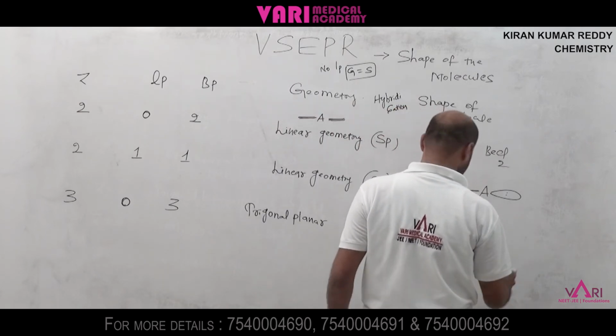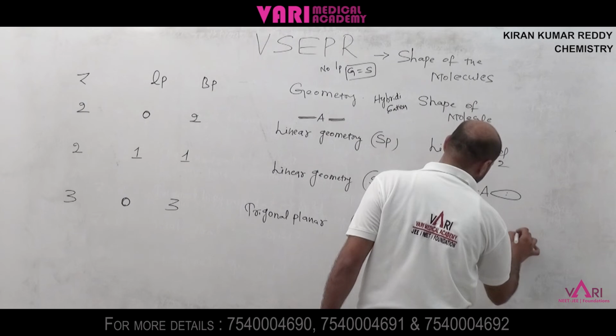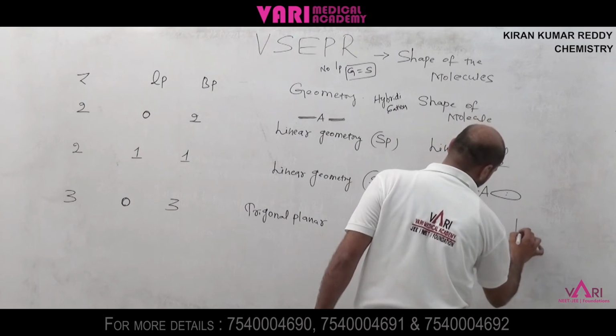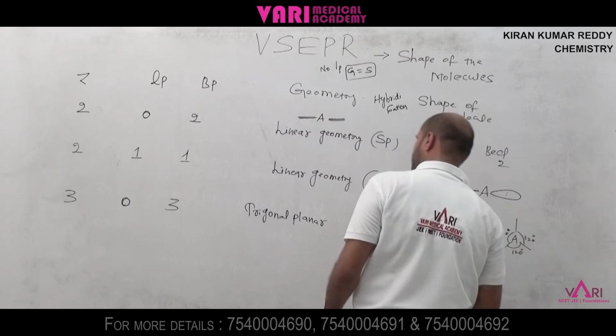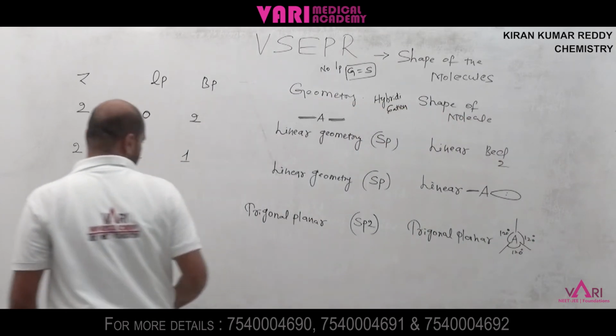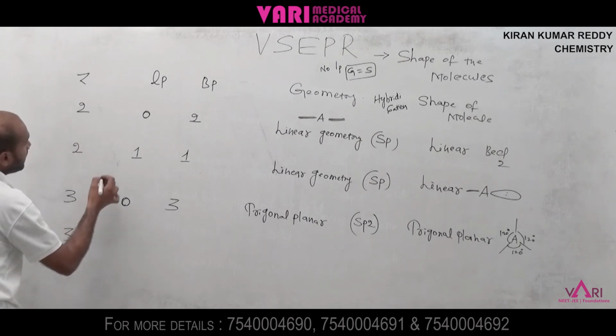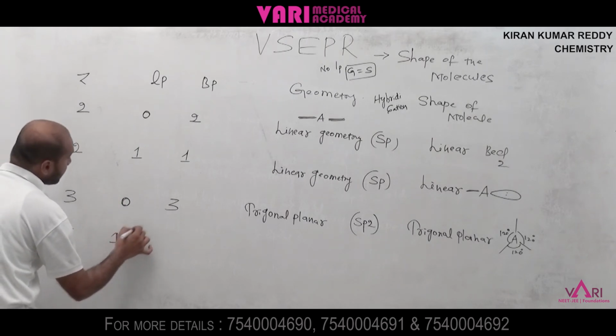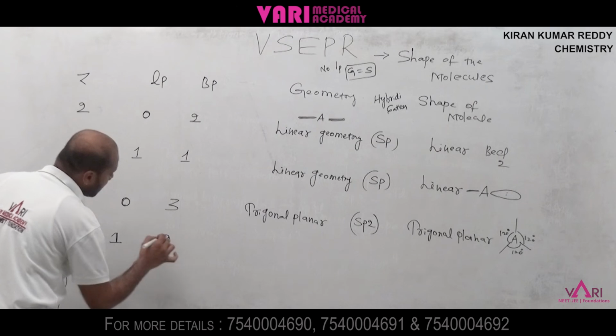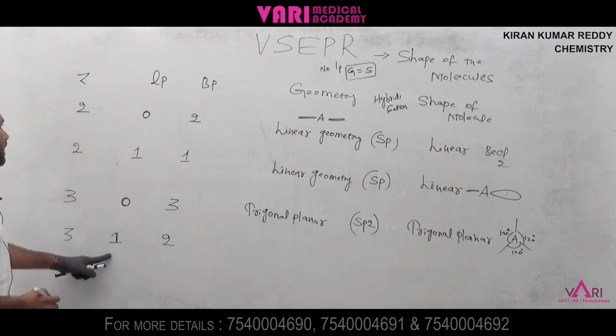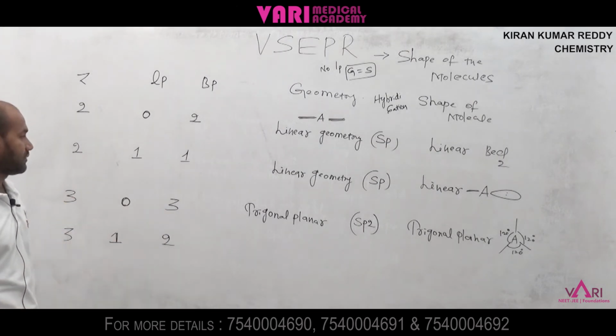What is the shape? This one, and this one is 120 degrees, and the bond angle is 120, all are the same. Next one, if same Z is equal to 3, how many lone pairs? 1 lone pair. How many bond pairs? 2 bond pairs I am taking. 1 lone pair and 2 bond pairs.